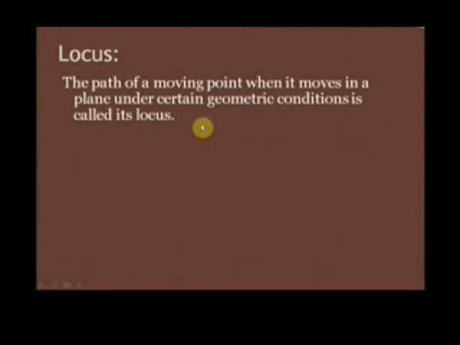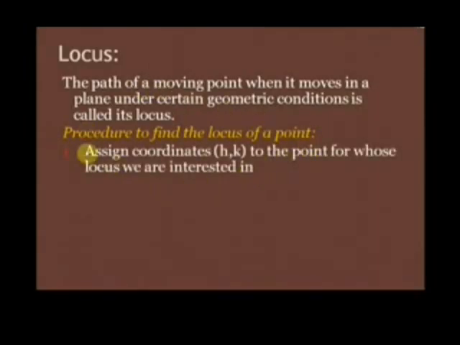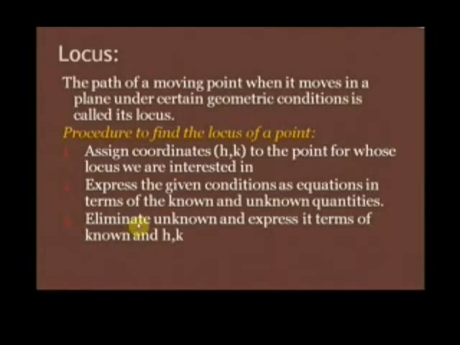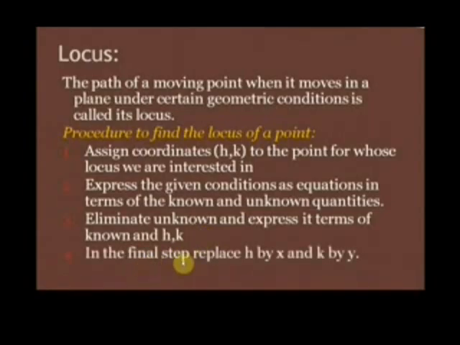Now how are we going to find the locus of any point? So let's look at the procedure to find the locus of a point. In the first step, we assign coordinates (h, k) to the point for whose locus we are interested. Then we express the given conditions as equations in terms of the unknown and the known quantities. In the third step, we eliminate the unknowns and express it in terms of known quantities and h, k, and finally we replace h by x and k by y.